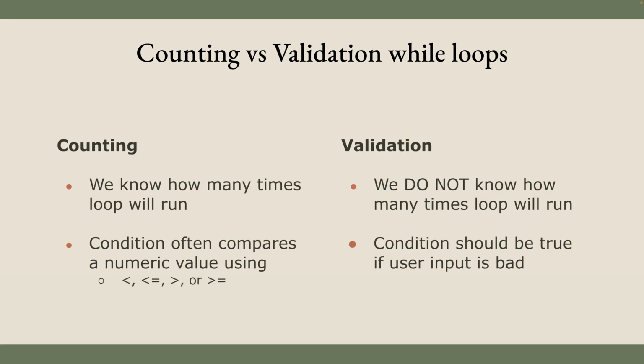Okay. So final recap. Counting loops, we know exactly how many times the loop is going to run. So our condition is usually something that checks that value to make sure we don't run too many times. Validation loops, we don't know how many times the loop will run. And so the condition generally will be true if the user's input is bad, and we want them to keep making new guesses or new attempts.